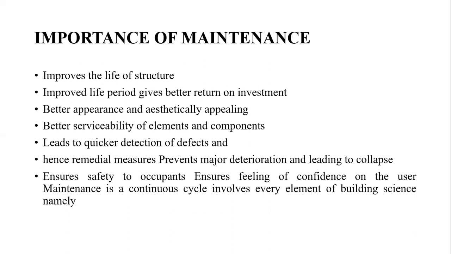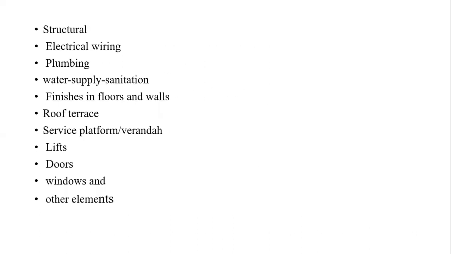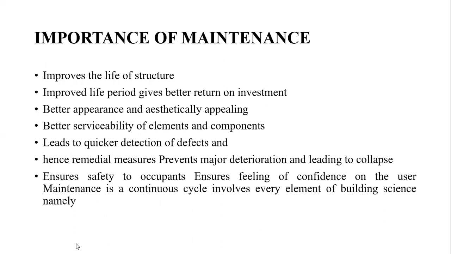So maintenance is nothing but a continuous cycle, which includes structural maintenance, electrical wiring maintenance, plumbing maintenance, water supply and sanitation, finishes in floors and walls, roof terrace maintenance, service platform and veranda, lifts, doors, windows, and other elements. These are the elements to be maintained essentially, because without maintenance the building cannot be maintained properly. So we have to maintain these structures. As I have said already, these are the important points for the importance of maintenance.